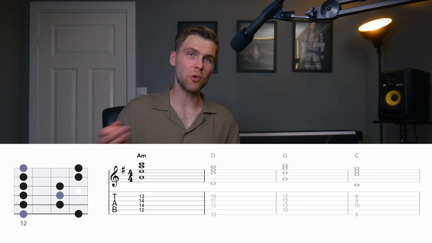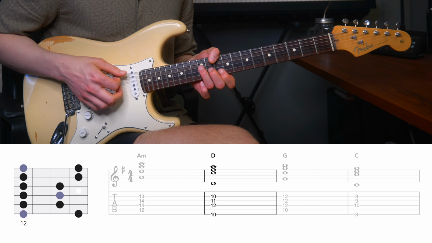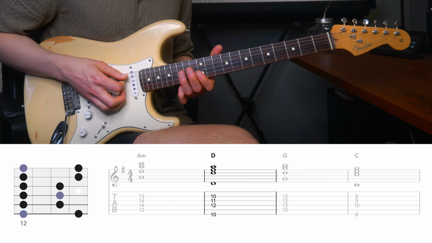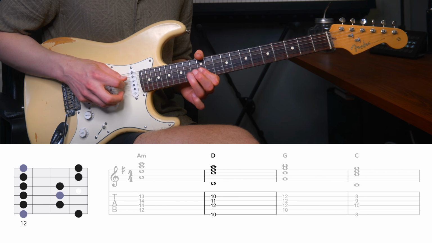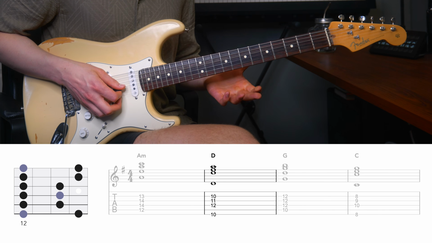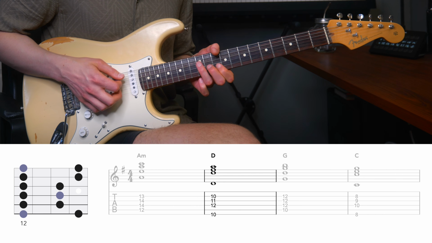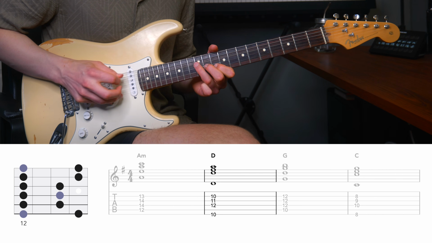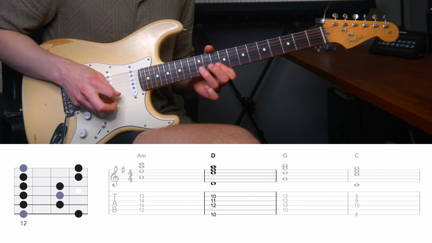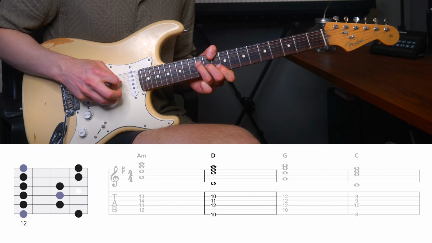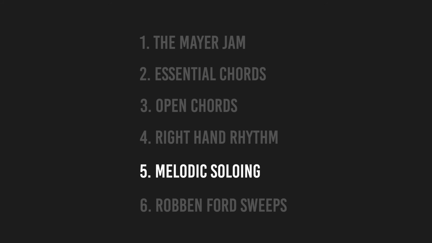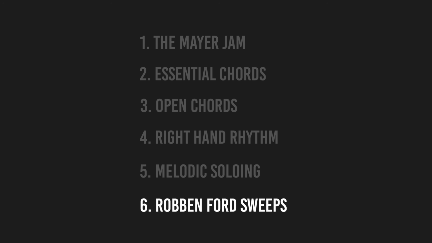Then you can do the same for all the chords. So for the next chord, which is D major, you can play E minor pentatonic, but include notes from the D major chord. There's a lot to say about this topic, but hopefully that gave you just a quick introduction. Next, let's check out Robben chord sweeps. This is also something Jimi Hendrix used to do a lot. It's something you can use to spice up your solos.